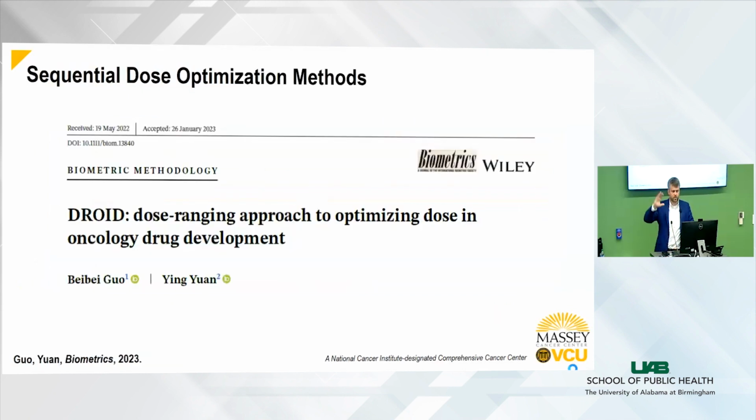Okay, so this sequential approach has some recent methodology. This has appeared in Biometrics by Drs. Guo and Yuan, and this is a dose ranging approach to optimizing dose in oncology drug development. This has a CRM flavor in the dose escalation, focusing on a therapeutic dose range after that, then randomizing patients to those doses based on efficacy. This is a very nice paper that just came out this year. Okay, so that's the sequential approach. Let's dose escalate and focus in on a small range of dose levels.